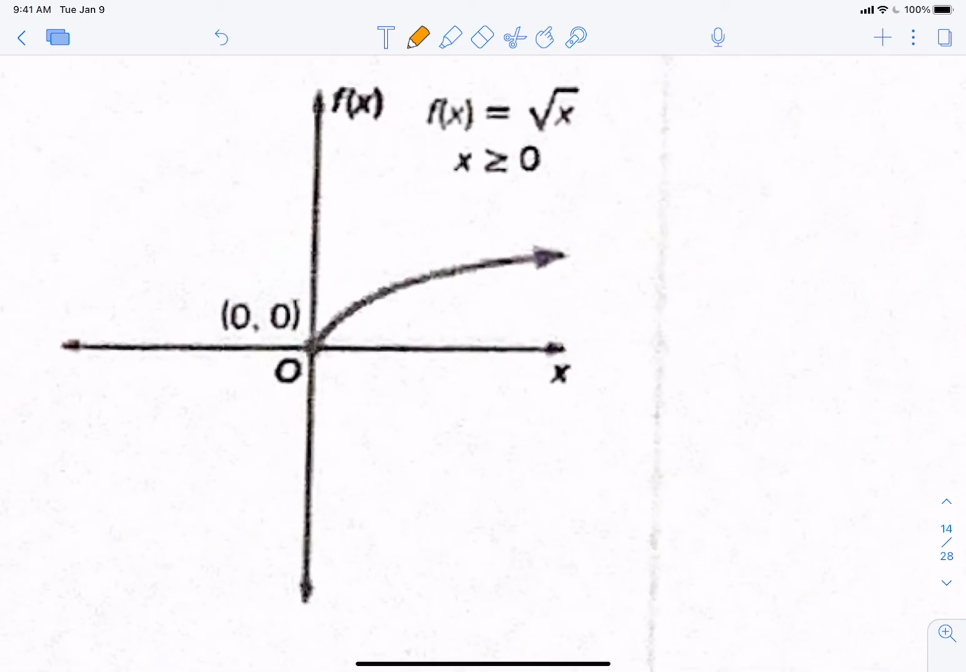That's the parent function. We've talked about him before, right? He starts here and he goes on forever to the right. Why does he not go to the left again forever? Because you can't have a negative inside of a square root.